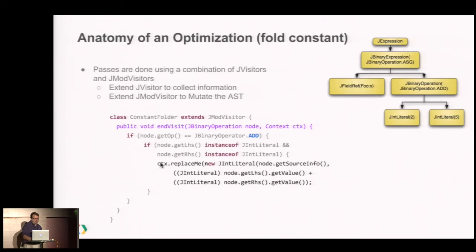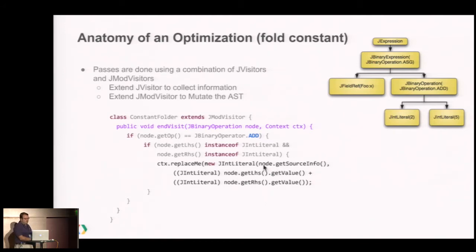So the next statement is, okay, we've found the pattern: the left-hand side is a number node, the right-hand side is a number node, and the operation is add. So let's just replace it. You see this operation here, context.replaceMe, with a new JIntLiteral node, which takes the left-hand side's value plus the right-hand side's. So essentially we've chopped off the bottom of that chart, like this right here, and replaced it with JIntLiteral 7. So we've made the program smaller, which is definitely a good thing.